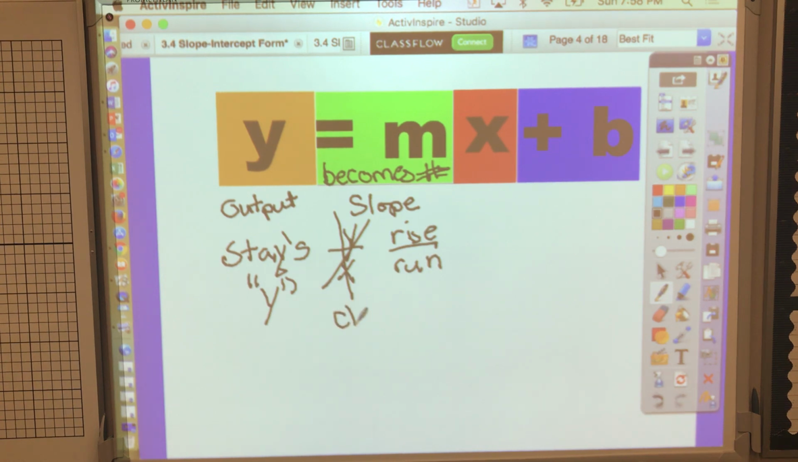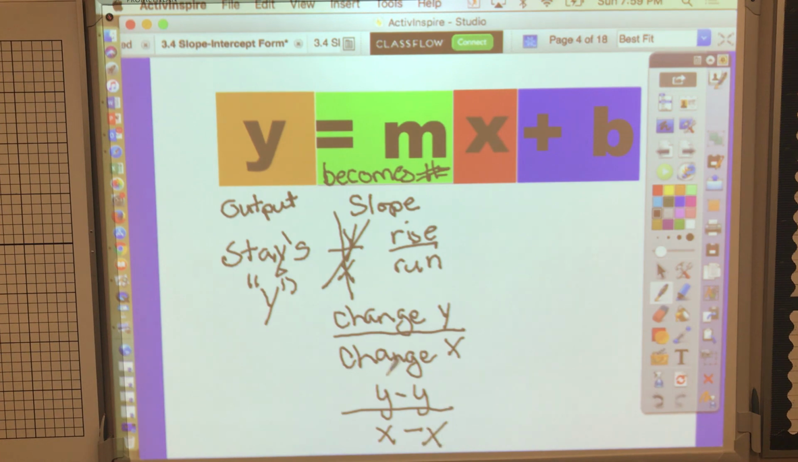If you have a table, you want to use change in y over your change in x. And if you're given ordered pairs, remember it's y minus y over x minus x. Remember then too that this is one ordered pair and this is one ordered pair. So now we're back down to just those 3 ways to find slope because these are non-proportional, so this method does not work. x, just like before, is still our input value.